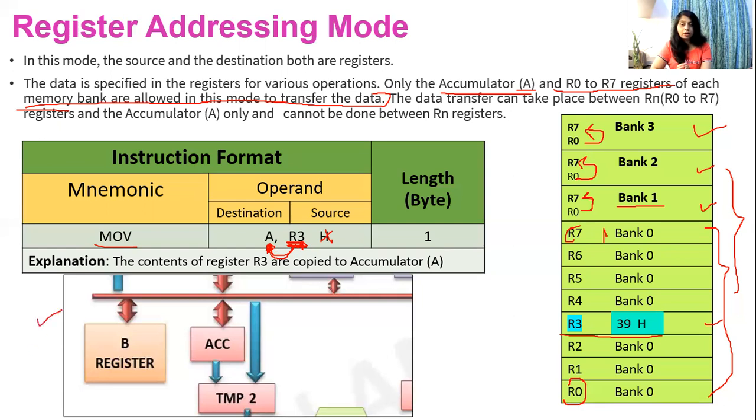Again, I have shown here a small part of the 8051 microcontroller, showing register B, the accumulator, and other temporary registers. After the execution of this instruction, R3 holds 39, so this 39 will get transferred to the accumulator. R3 will also still hold 39 and the accumulator will also hold 39, because it is a copy paste operation. So the source will still hold this number even after it transfers the number to the accumulator.